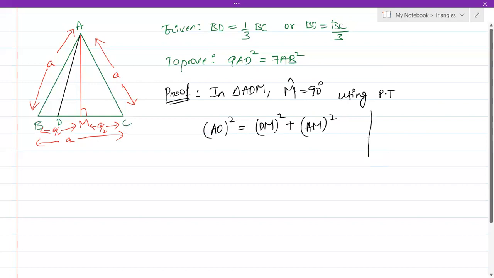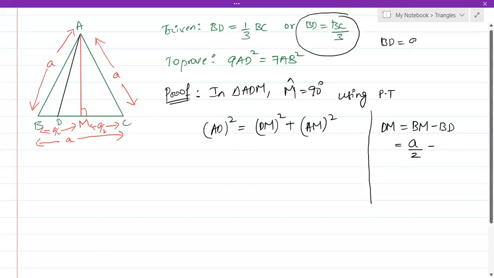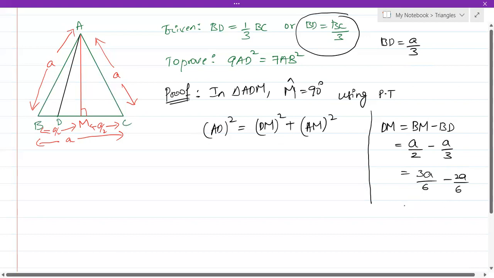Now, if you observe properly, DM can be written as BM minus BD from the figure, isn't it? What is the value of BM? It is A by 2. What is the value of BD? BD is BC by 3, right? So therefore BD will become, BC is A, so A by 3. On taking LCM, the LCM of 2 and 3 is 6. So this will become 3A by 6 minus 2A by 6. So 3A minus 2A is A by 6. Therefore DM value is A by 6.